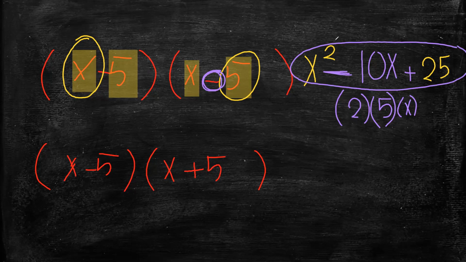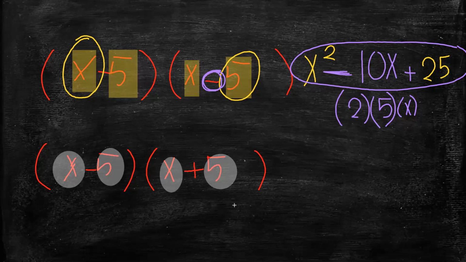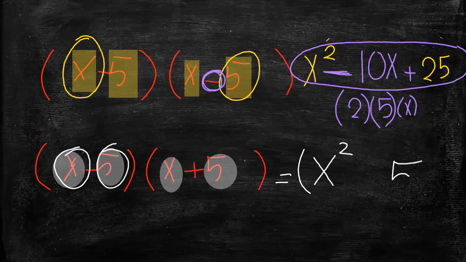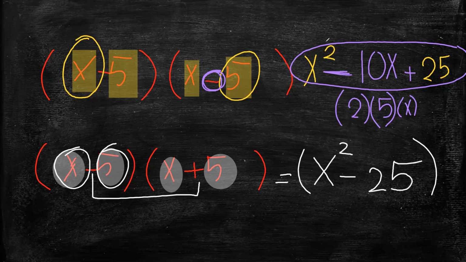The second case here, also we have the same variable x with the same number, but the thing here is that we have a different sign. One is negative and one is positive. In this case, you put the square of the first variable and the square of the second variable, and the sign between them is like you multiply negative times positive. If you multiply negative times positive, the answer is negative. So you can write it as x squared minus 25. This is a special case of multiplying.